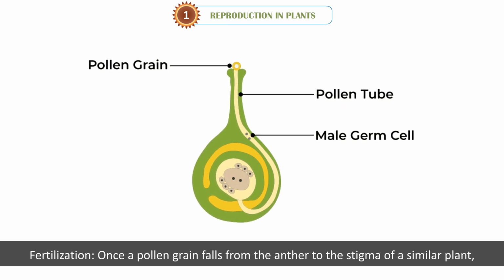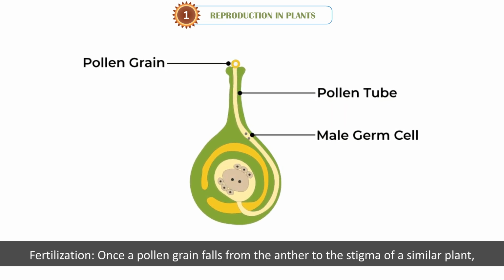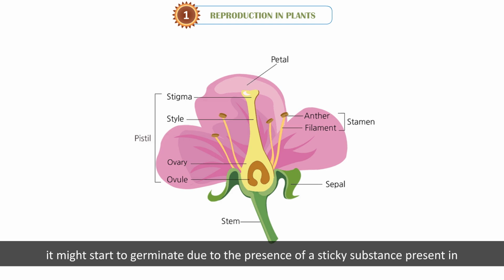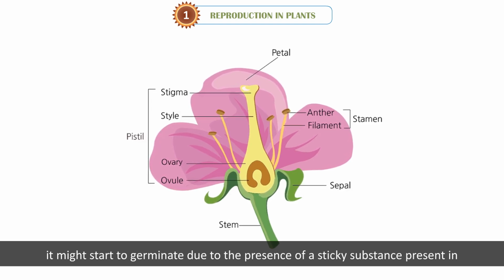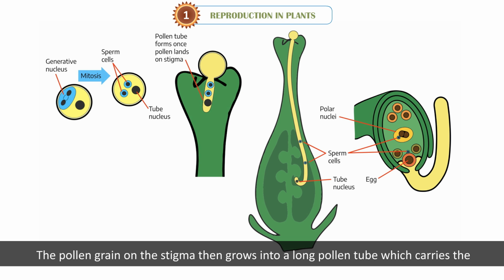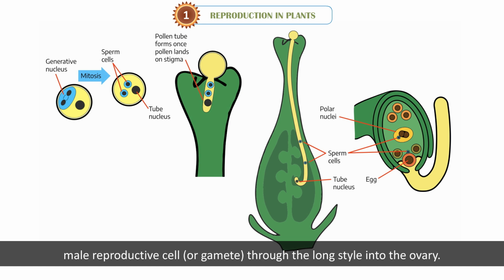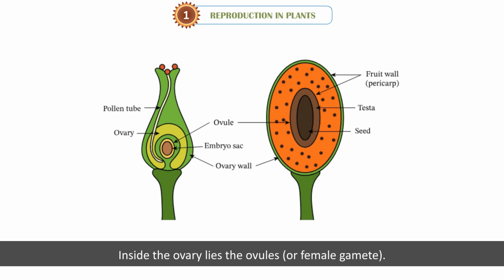Fertilization. Once a pollen grain falls from the anther to the stigma of a similar plant, it might start to germinate due to the presence of a sticky substance present in the stigma. The pollen grain on the stigma then grows into a long pollen tube, which carries the male reproductive cell, or gamete, through the long style into the ovary. Inside the ovary lies the ovule, or female gamete.